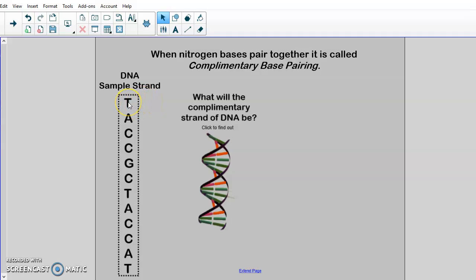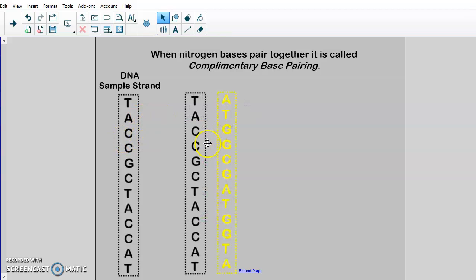So for example, if there was a T here, there should be an A. If there's an A, there should be a T. If there's a C, there should be a G, right? So it should look like this, correct? Okay, that's called complementary base pairing. Wherever there's one letter, the opposite letter goes. So T's always go with A's and C's always go with G's, so you always know which letter to pair up. That's going to be important when we talk about DNA replication.